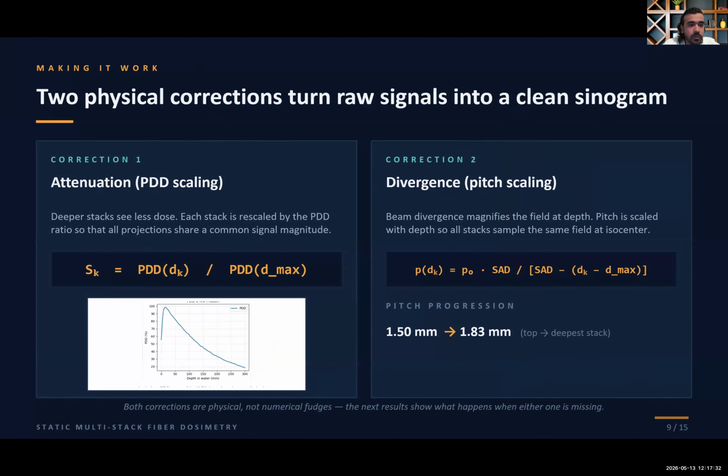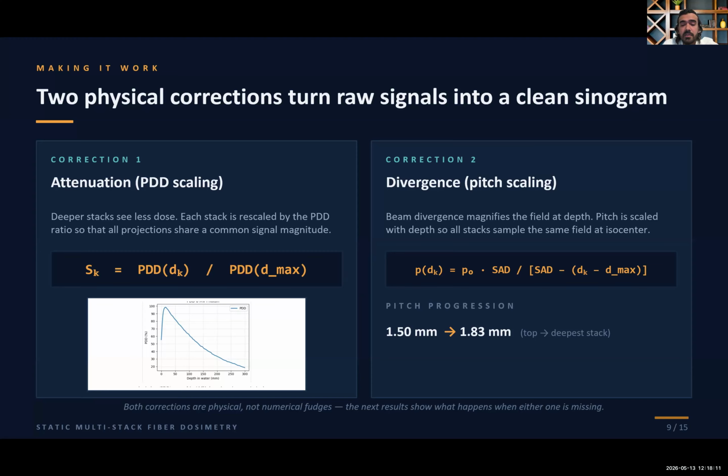So two physical corrections are needed, because the stacks are at different depths, and two depth-dependent effects mix into the data and would corrupt the reconstruction if we ignore them. The first is attenuation. The 6 MV beam loses intensity as it traverses water, so a fiber at 18 centimeter depth records much less signal than one at Dmax, even if the field is identical. We compensate by scaling each stack signal by the ratio of percent depth dose at its depth to PDD at Dmax. The PDD curves come from our same TOPAS simulation, so the correction is fully self-consistent.